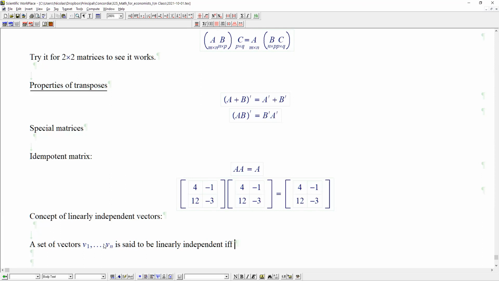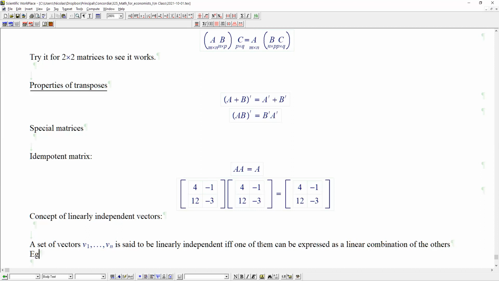So if I write IFF, it means if and only if. So it means that if X, Y, it means that if X is true, Y is true, and if Y is true, then X is true. So that the if works in both ways. One of them can be expressed as a linear combination of the others.